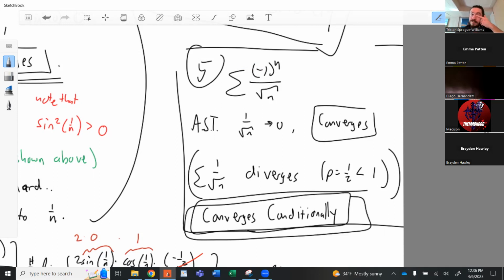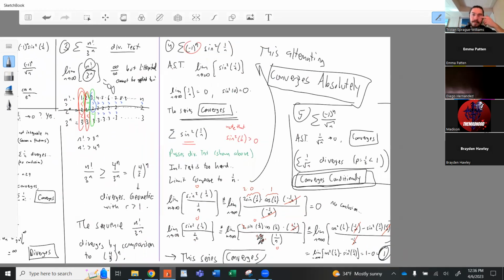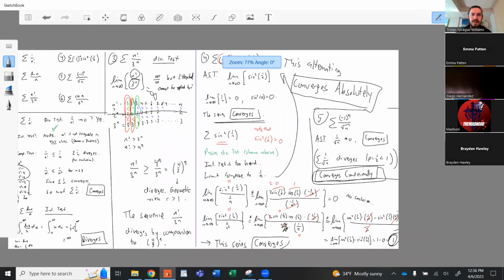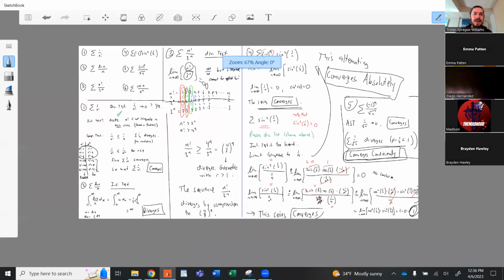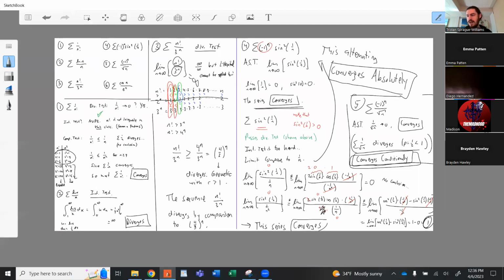Okay, so I gave you these because one is an example of converging absolutely, and the other is an example of converging conditionally. I know we're going kind of fast, so let me pause. How are we doing?